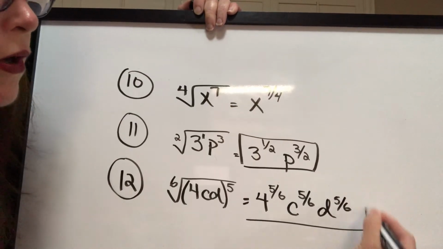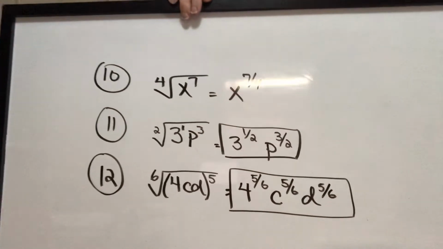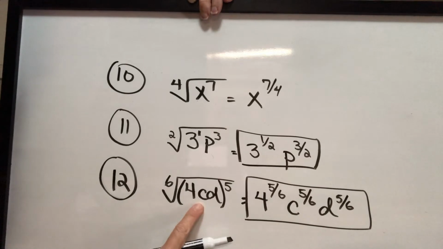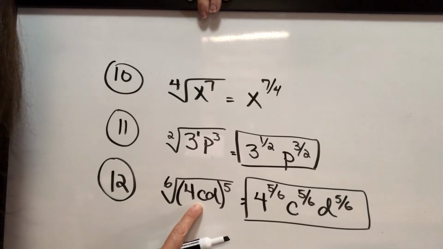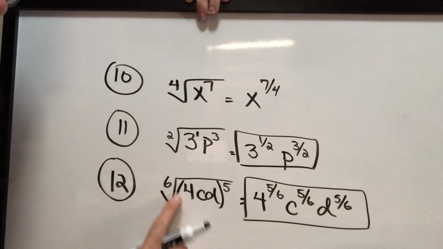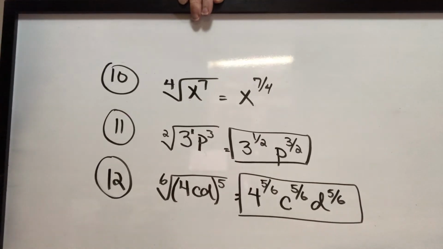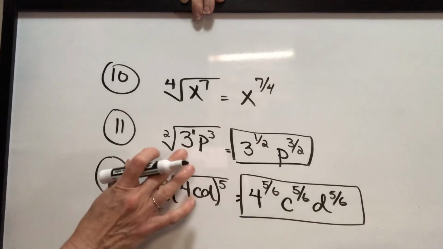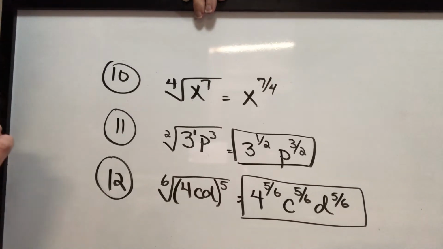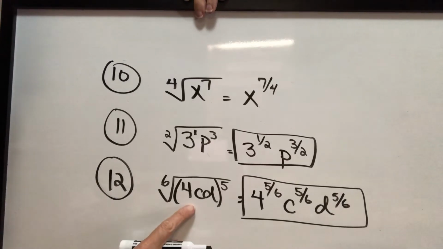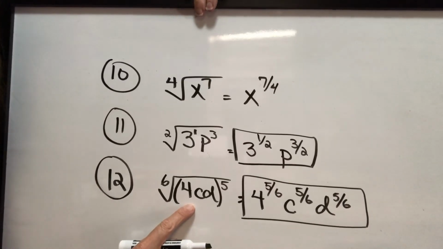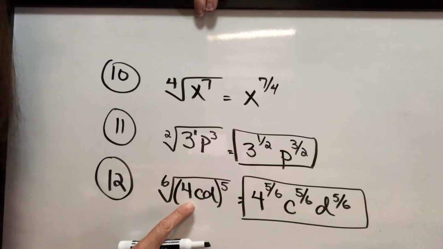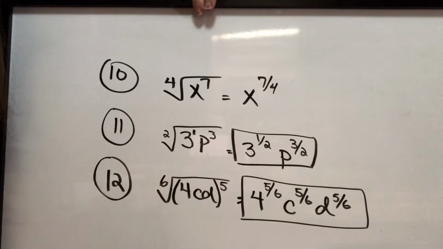So this time all of them have the same exponent because they had the same exponent inside of the parentheses. The parentheses means the entire thing is raised to the 5th. So number 11 did not have parentheses. The 2 exponents were different, but on number 12, the parentheses means that every one of them has a power of 5.